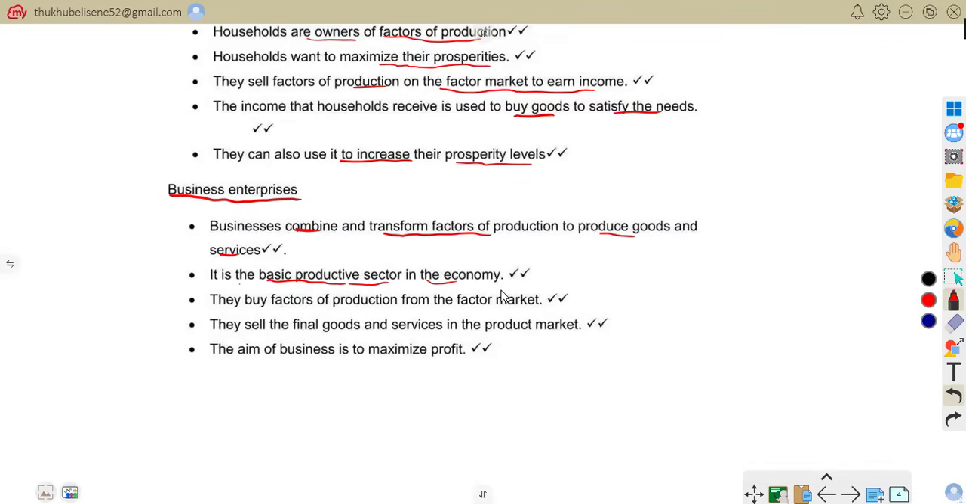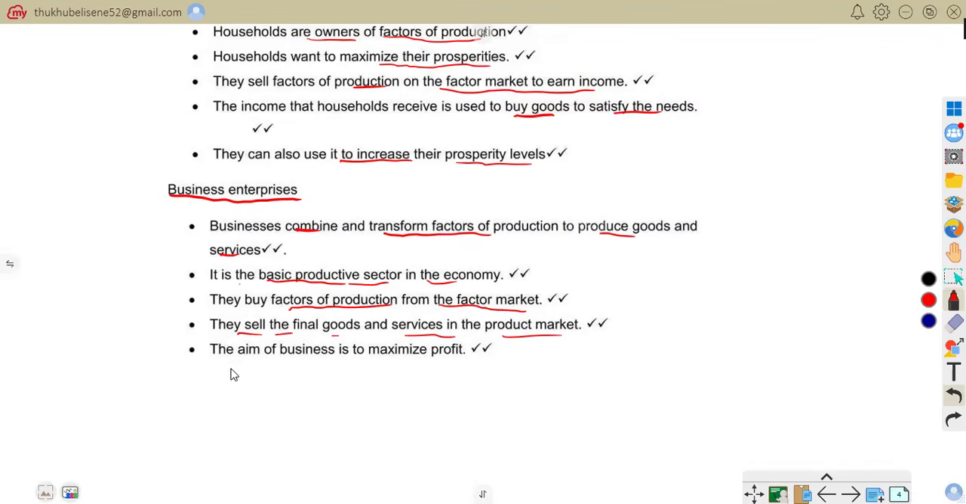For example, a bakery produces bread daily. So that is why we are saying it is the basic productive sector in the economy. They buy factors of production from the factor market. Meaning to say, businesses pay wages, rent, and interest to households. They sell final goods and services in the product market. So meaning goods are sold to consumers for consumption.